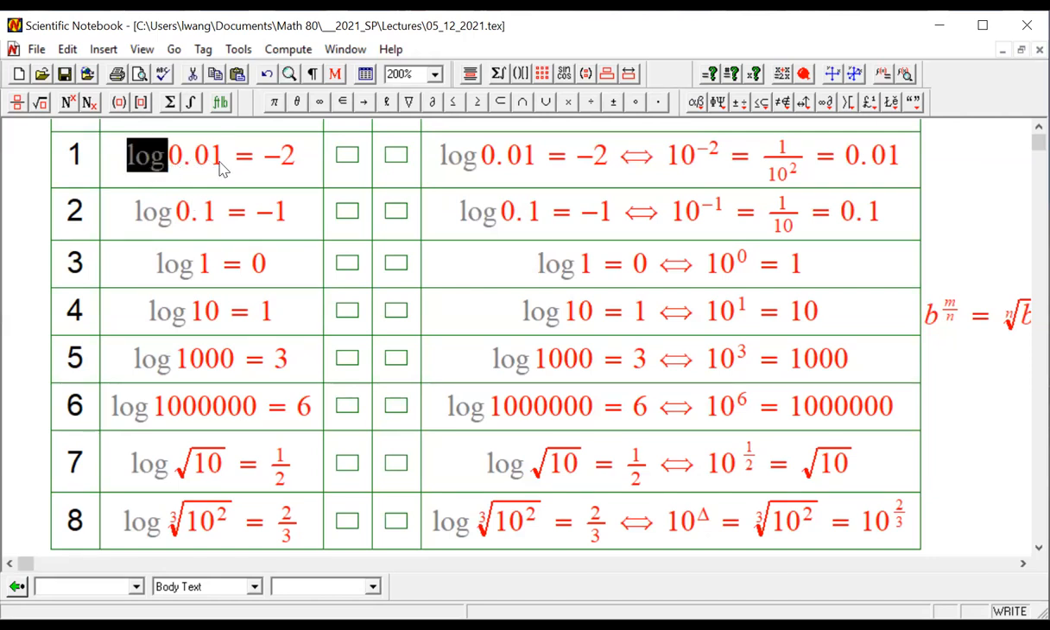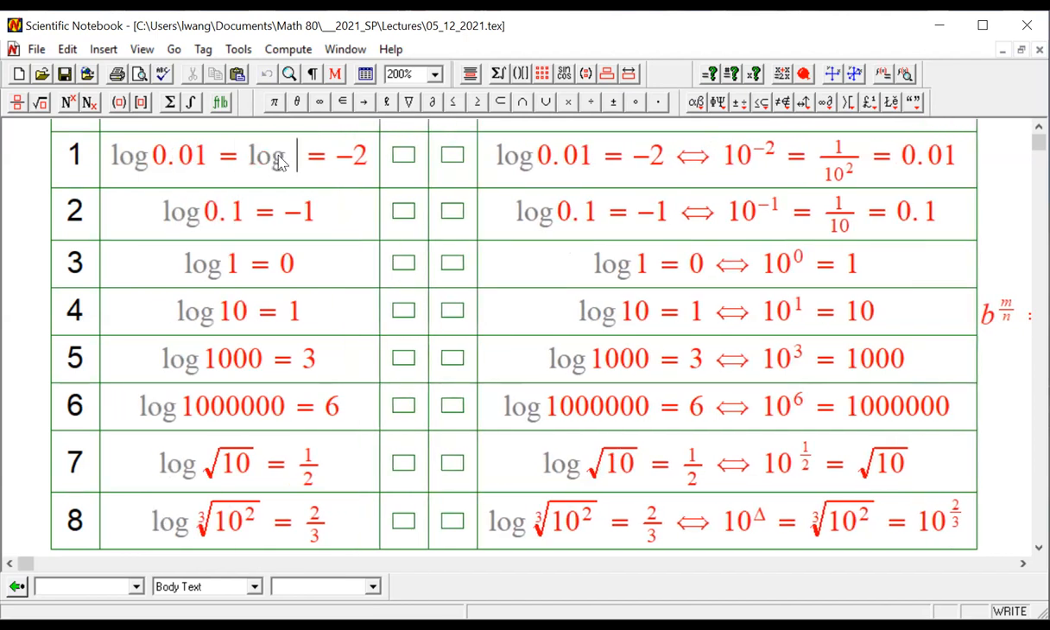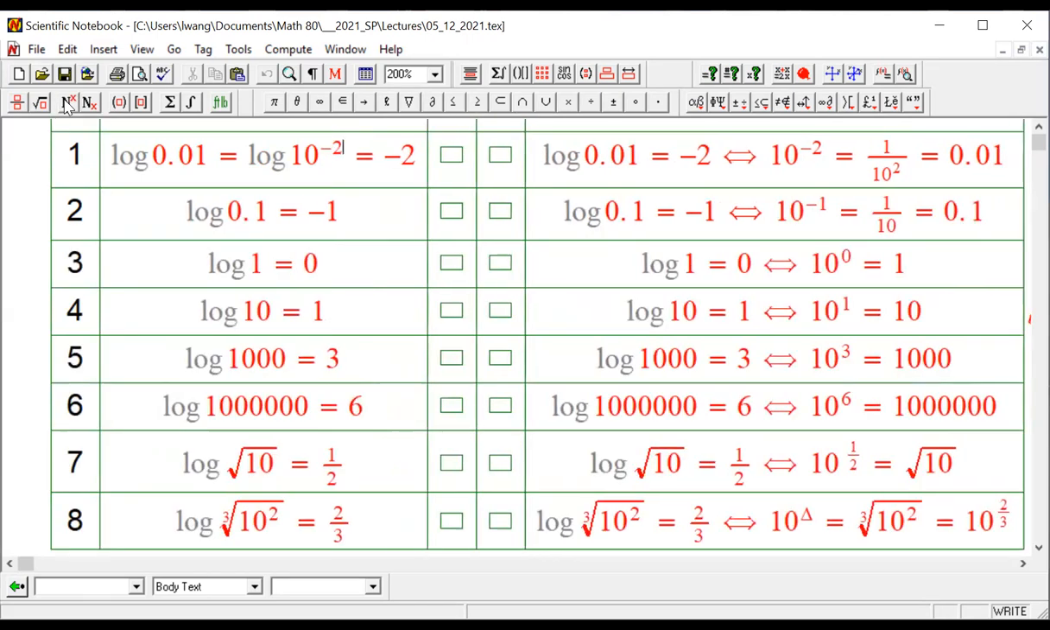Common log 0.01 is really common log 10 to the power of negative 2, is that right? Because we know 0.01 is the same as 1 over 10 squared, is the same as 10 to the power of negative 2. So I just simply replace 0.01 by its equal. And this negative 2 is the same as this answer, negative 2. Do you guys follow me? Do you see that pattern? Next one, 0.1 is the same as 1 over 10, is the same as 10 to the power of negative 1. And negative 1 is the same as the answer negative 1.